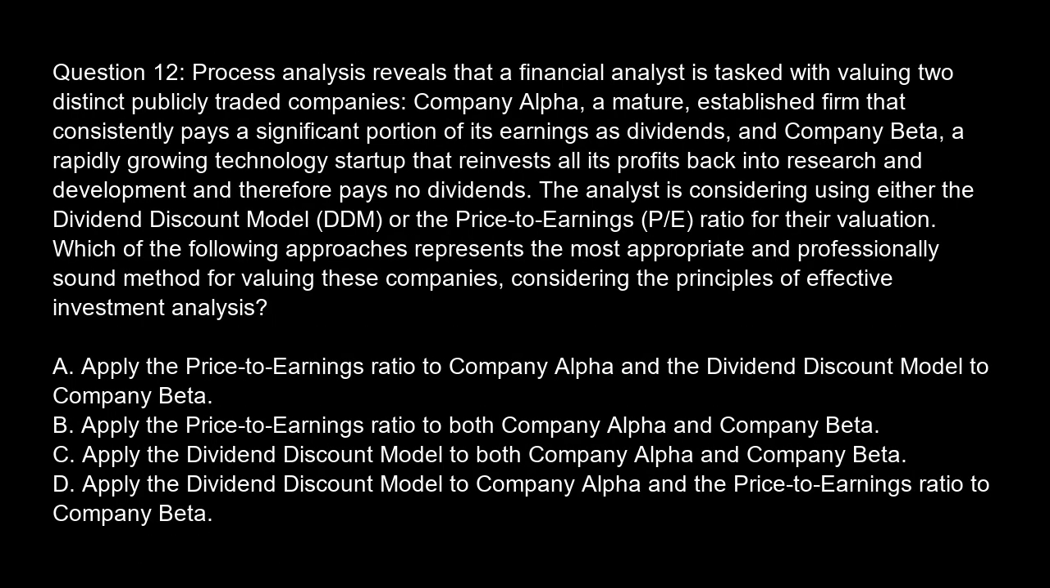Question 12. Process analysis reveals that a financial analyst is tasked with valuing two distinct publicly traded companies. Company Alpha, a mature, established firm that consistently pays a significant portion of its earnings as dividends, and Company Beta, a rapidly growing technology startup that reinvests all its profits back into research and development and therefore pays no dividends.